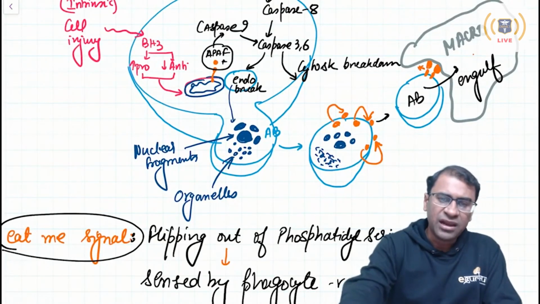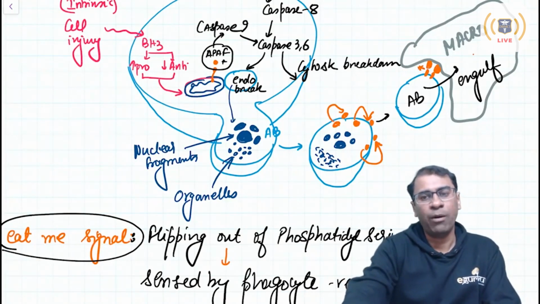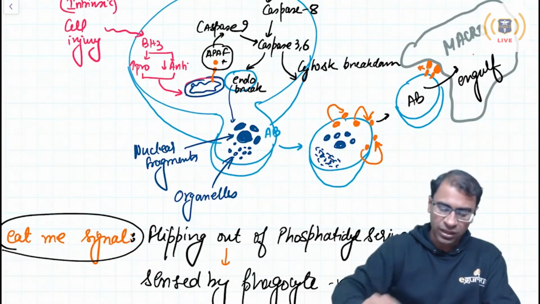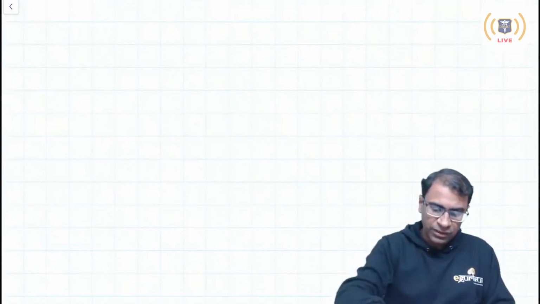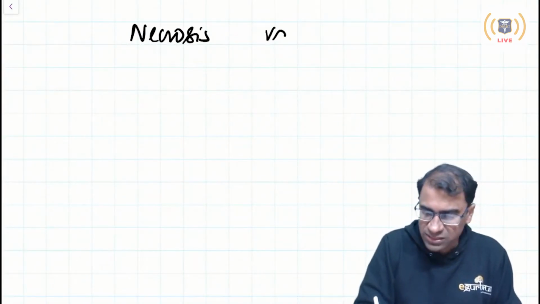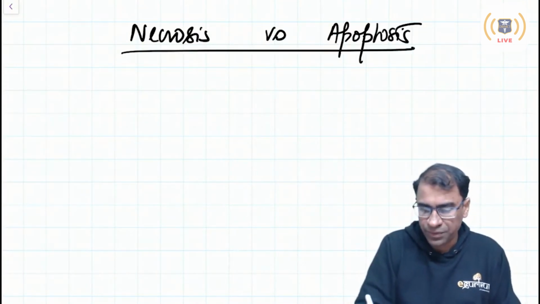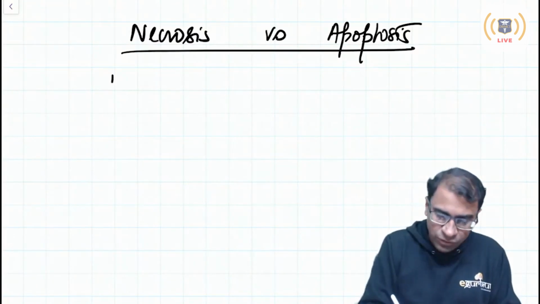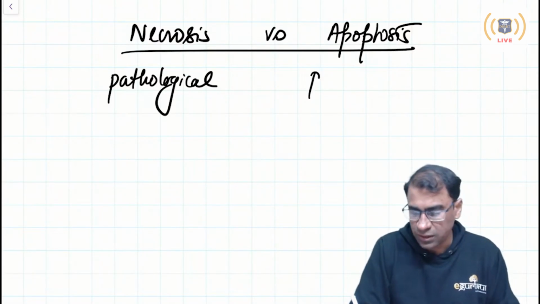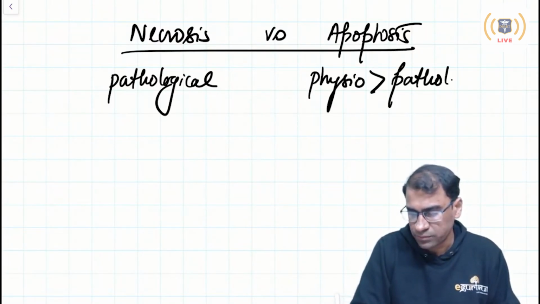Now, before we end, let's understand the basic difference between necrosis and apoptosis. See, the first difference you should understand between necrosis versus apoptosis is that necrosis is pathological, while apoptosis is physiological more than pathological.